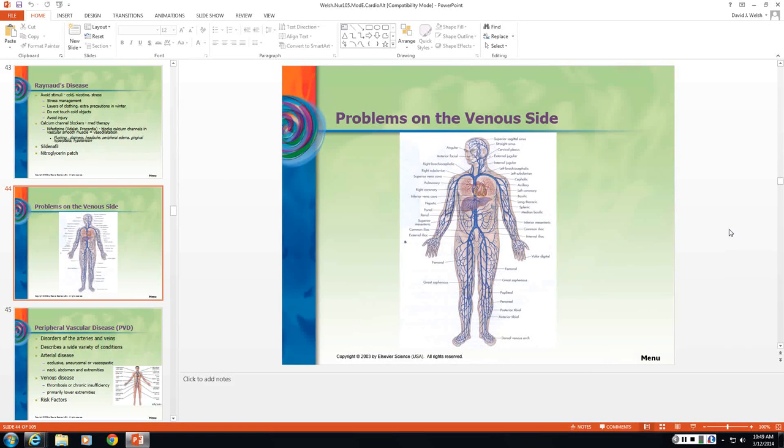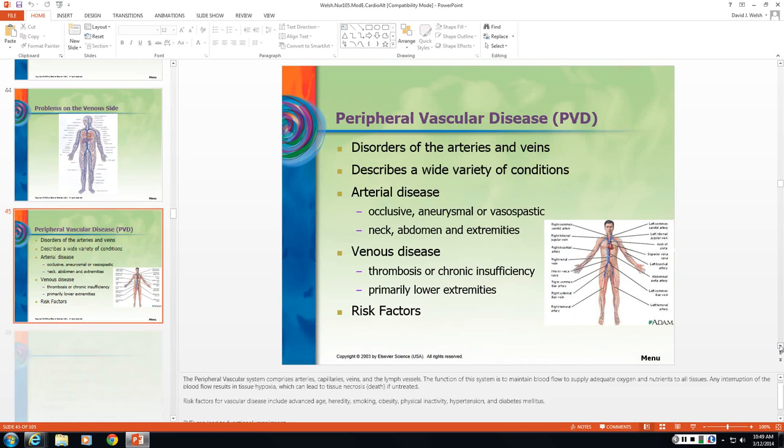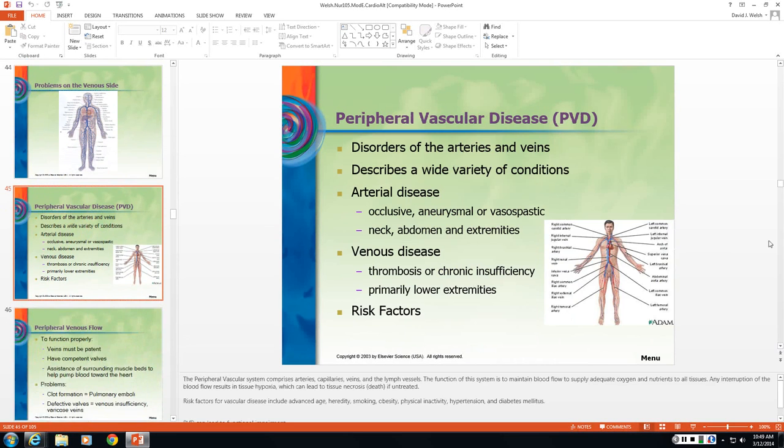Now, let's look at some problems from the venous side. Peripheral vascular disease is basically disorders of the arteries and veins. It describes a wide variety of conditions. Arterial disease is usually occlusive, aneurysmal, or vasospastic. Spastic usually occurs in the neck, abdomen, and extremities. The venous part of the disease usually occurs because of a thrombosis or chronic insufficiency of blood flow, primarily in the lower extremities.